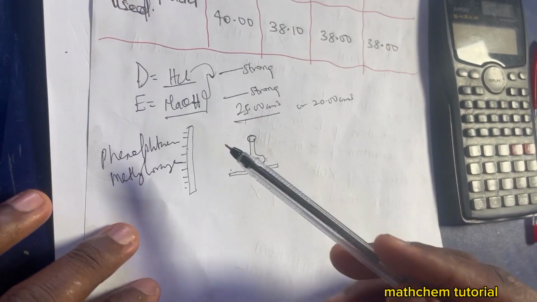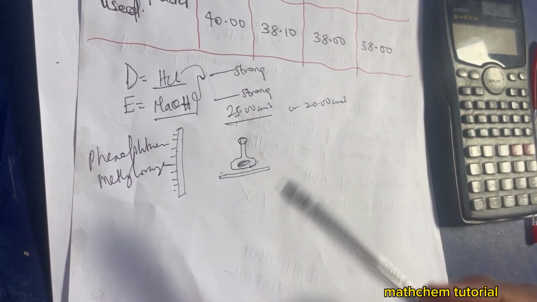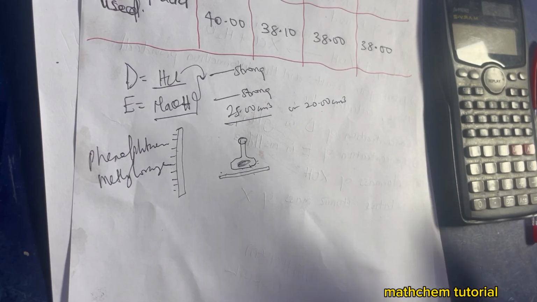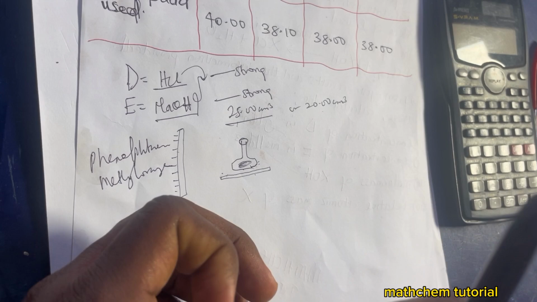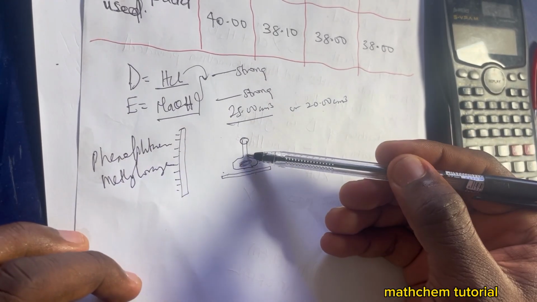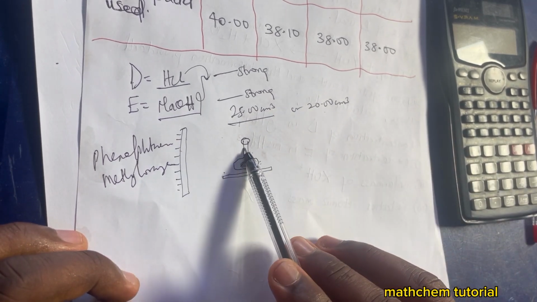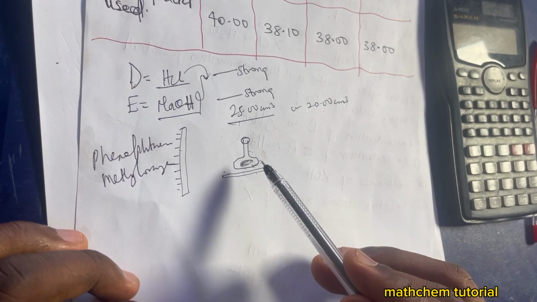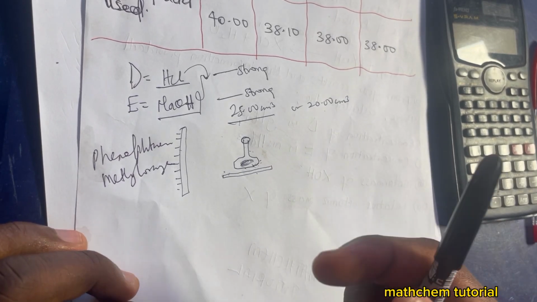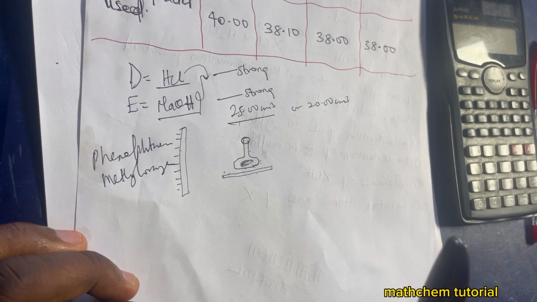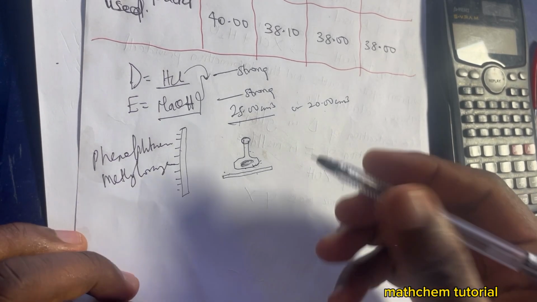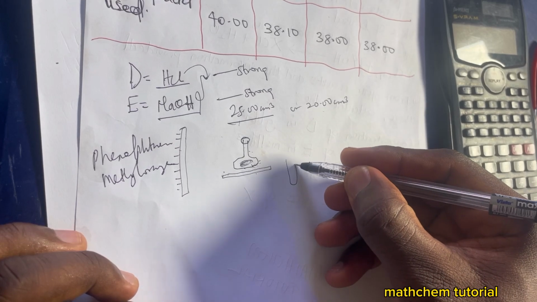Then after you are done with the first one, pour the whole solution away inside the basin, then rinse this conical flask. You are going to pour this one away, so rinse it with distilled water from a wash bottle. A wash bottle is something like this.